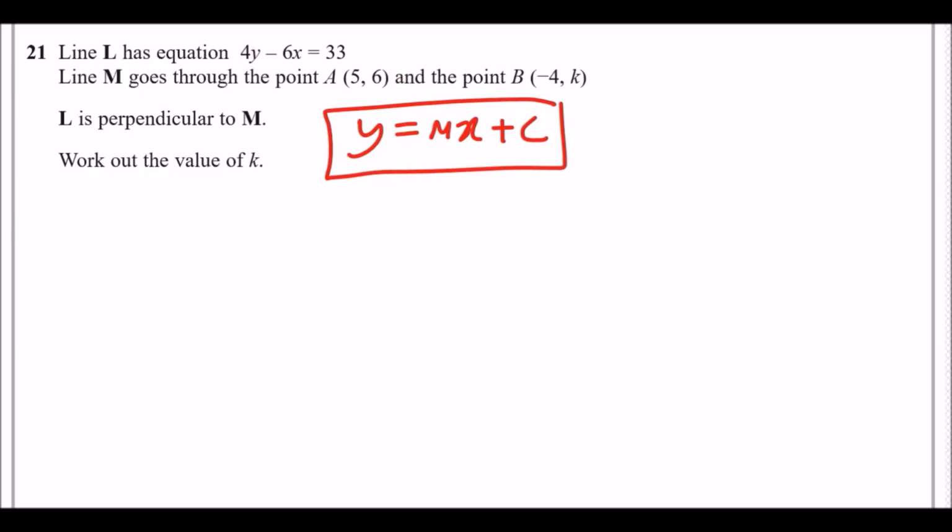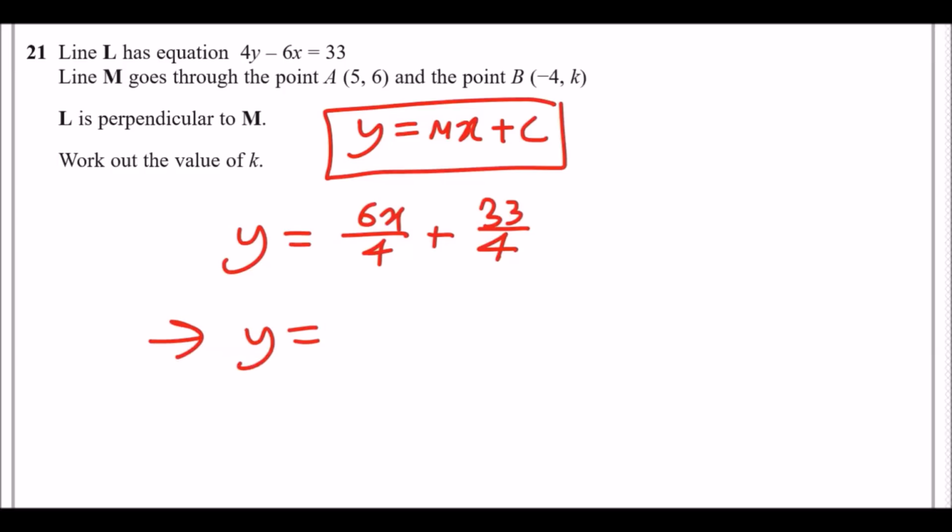Now, for the first line, we can rewrite that. And to rewrite it nicely, you can firstly add 6x across and then divide the equation by 4. So you get something like y equals 6x over 4 plus 33 over 4. And this equation can now be simplified to y equals 3 over 2 x plus 33 over 4. So we're not too concerned about the constant, yeah? We're concerned about the gradient m, 3 over 2.